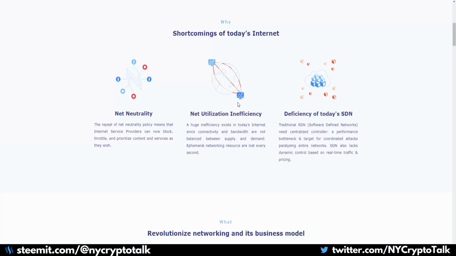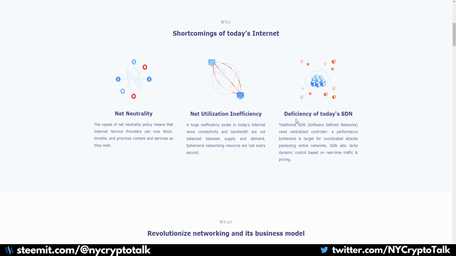So they talk about the shortcomings of today's internet. Obviously, if you guys are not aware of net neutrality, which is a major issue in the United States right now, it has now been revoked, so there is no more net neutrality currently in place as of only a couple of weeks ago. The net utilization inefficiency: basically the supply and demand is not optimal, and people have very high utilization and don't have as much bandwidth, and then the opposite takes place where a lot of people have a lot of bandwidth and they don't make use of all of that bandwidth. And then a deficiency of today's software-defined network, which needs a centralized controller, and it is a bottleneck, and it allows for targeted, coordinated attacks that can paralyze a whole network.